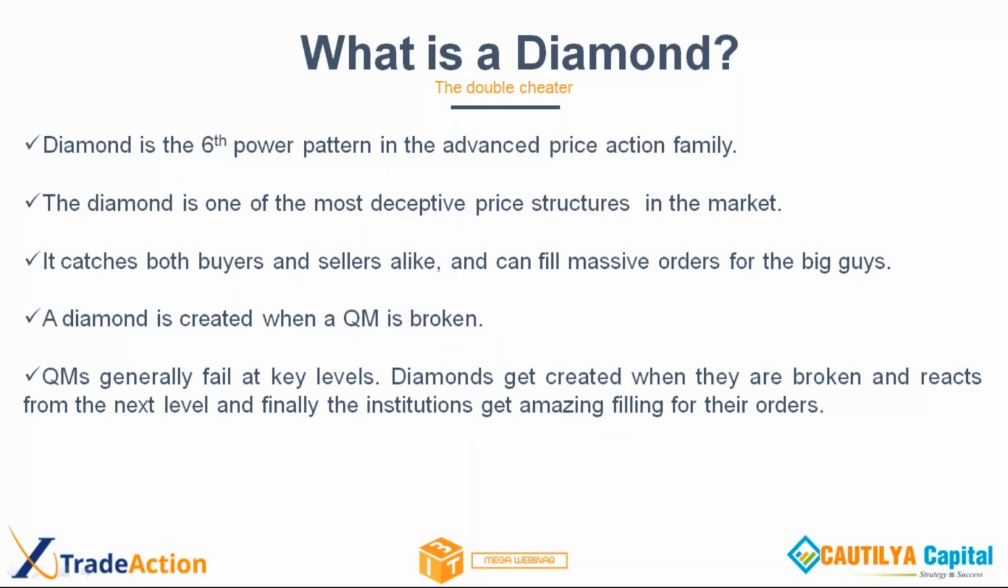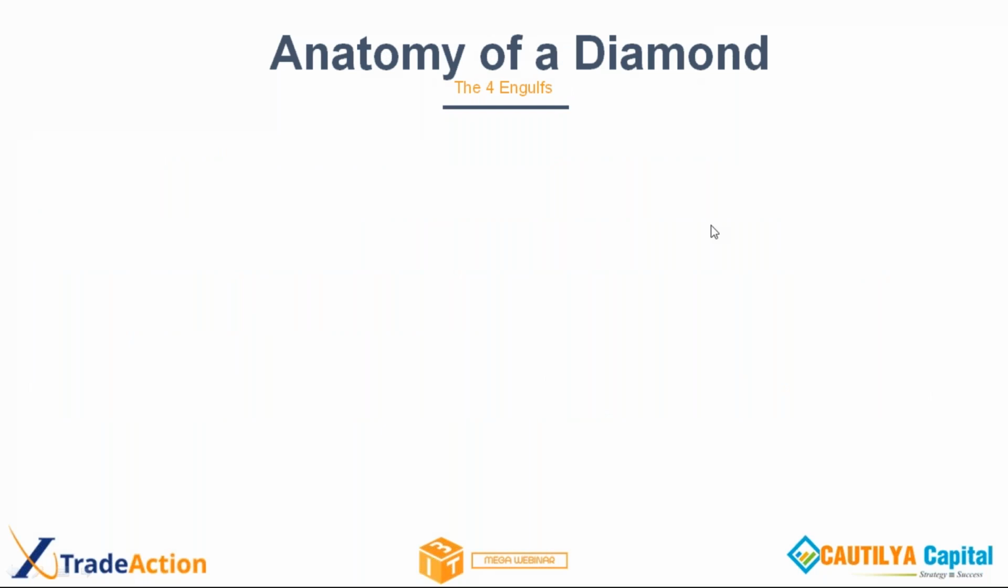Let's move on. Anatomy of a diamond. So quickly, how many engulfs are there in flag limit? Quickly answer me, the summary. Flag limit, one engulf, a continuation pattern. Second, FTR, two engulfs, again a continuation pattern. Next, CAPS, a single engulf, a reversal pattern. Four, Quasimodo, two engulfs, one on the opposite side, one on the lower side.